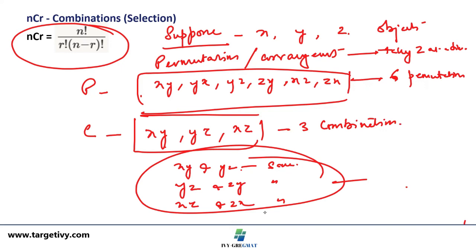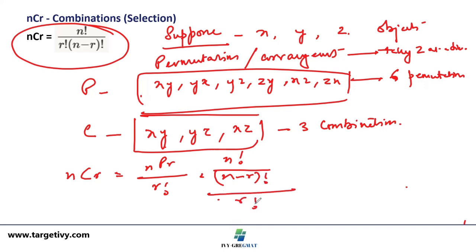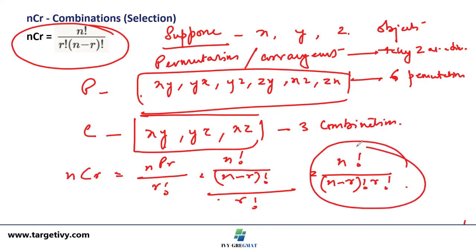So keeping that in mind, let's evaluate this formula. NCR is equal to NPR divided by factorial R, which in this case is factorial N divided by N minus R factorial, divided by R factorial. That works out to N factorial divided by N minus R factorial multiplied by R factorial. Now it makes sense. So NCR is actually NPR divided by R factorial. So the formula translates to something like this.